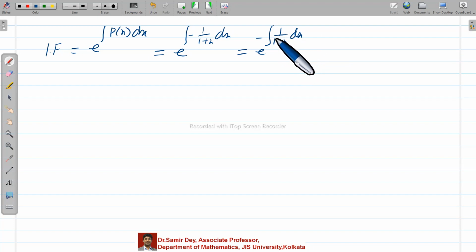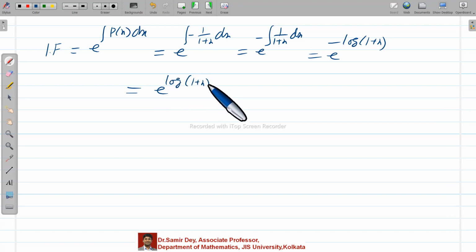So already you know the integration of 1 by 1 plus x is log. So e to the power minus log of 1 plus x. Can you write it like this? e to the power log of (1 plus x) whole to the power minus 1. Because this minus sign comes as a power, this is a property of log.